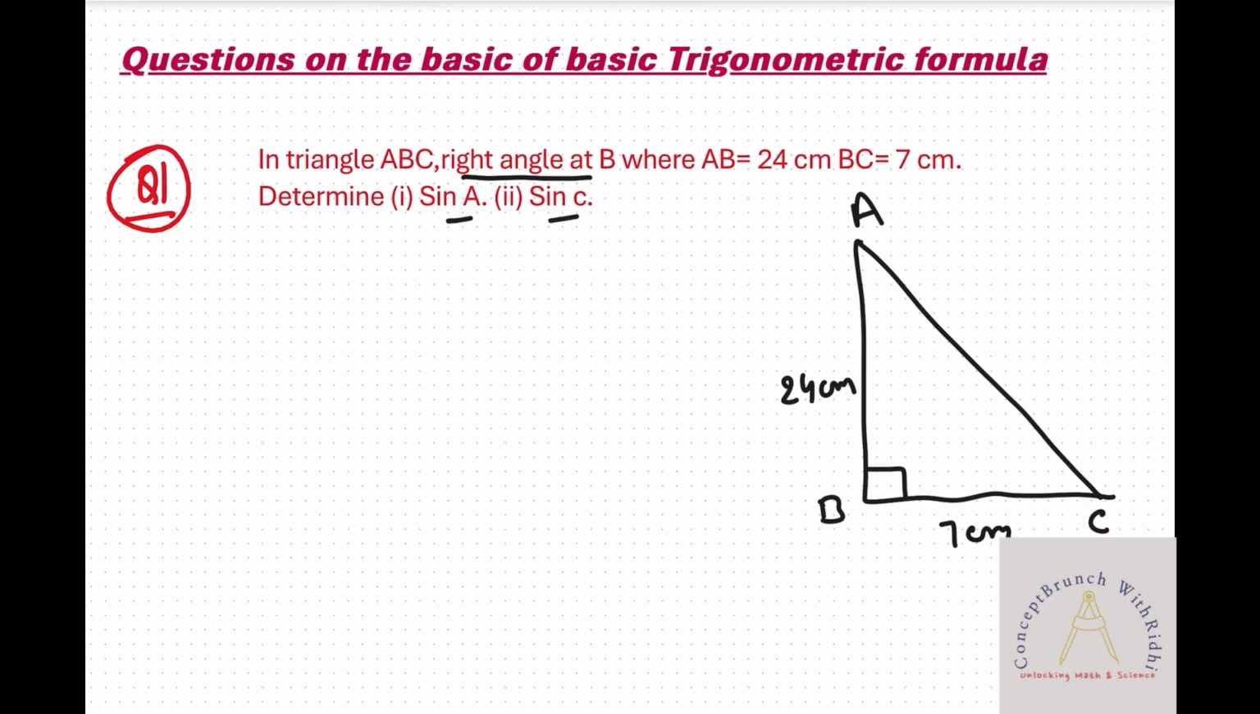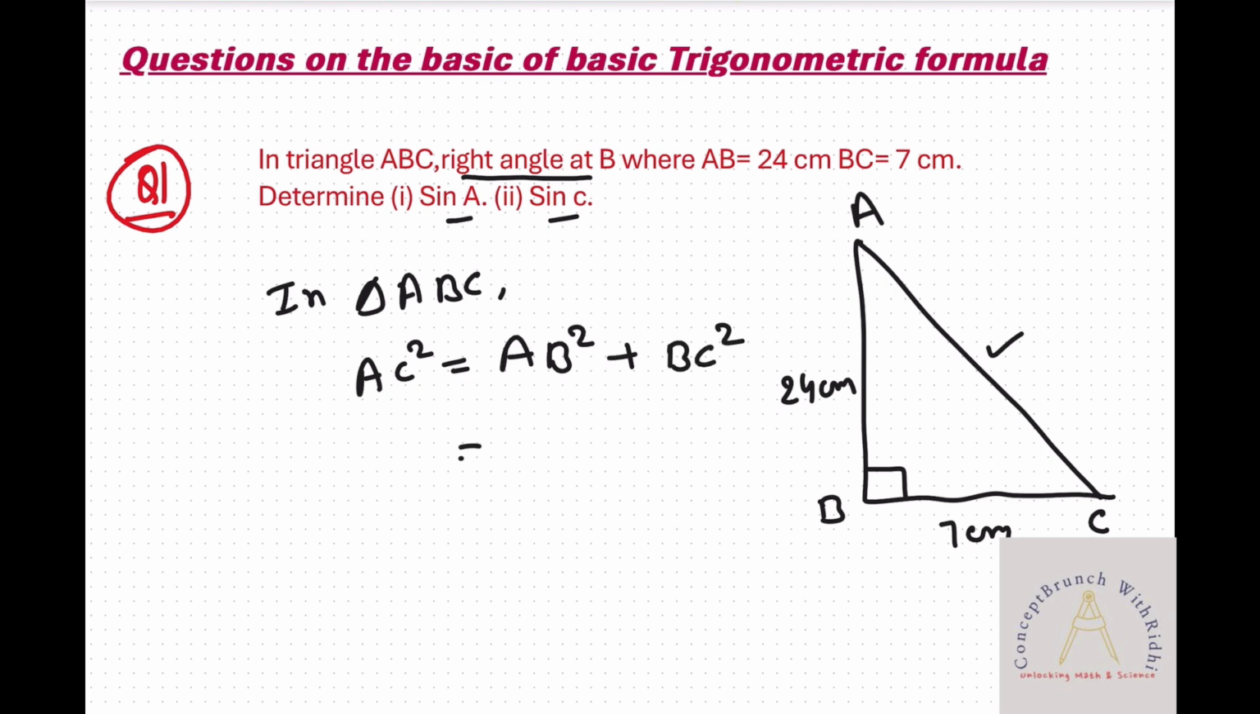Before finding sine A and sine C, we have to find out the AC. Since it's a right angle triangle, we have to use the Pythagoras theorem here. So in triangle ABC, according to the Pythagoras theorem, we can write AC square equals AB square plus BC square. What is the AB value? That is 24 whole square plus 7 square.